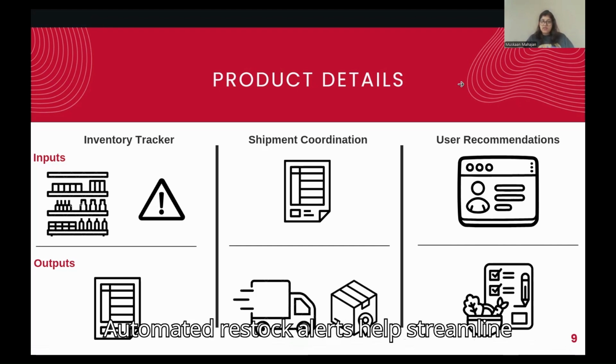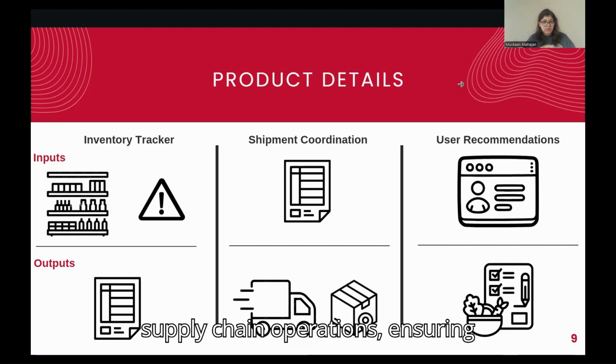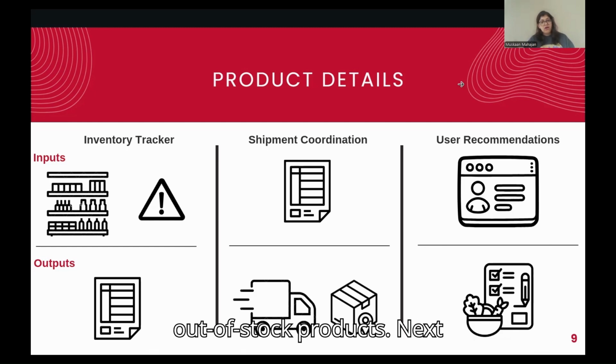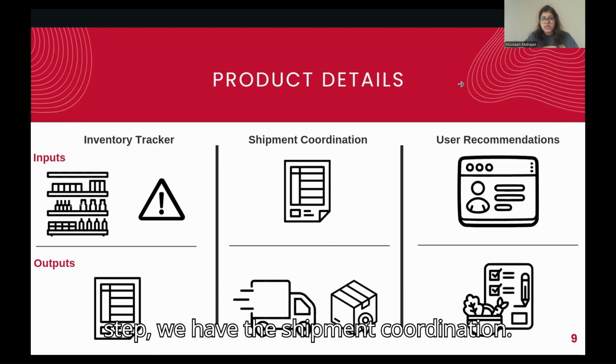Automated restock alerts help streamline supply chain operations, ensuring essential items are always available. Customers benefit from accurate item availability, preventing frustration from out of stock products. Next up, we have the shipment coordination.